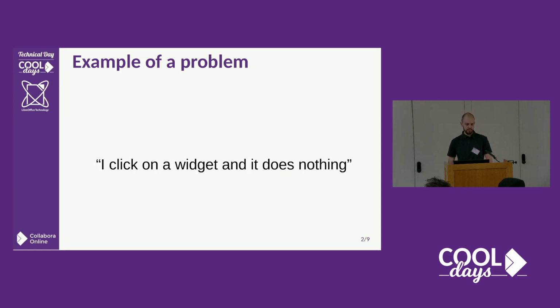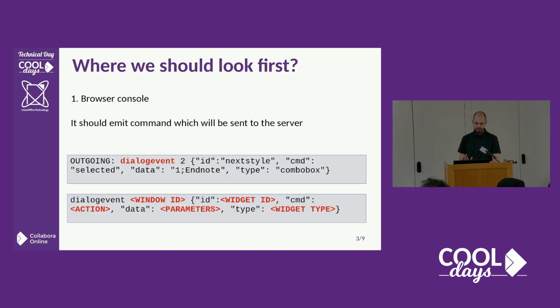So we can have an example problem: we open some dialog, we click on a widget, maybe a button, and it does nothing. What steps should we take? First, the place where we should look is the browser console. We log all the activity from the JSDialogs, outgoing or incoming from the server, in the browser console, and the event after we do some action like clicking on the button or selecting something from the list box should be logged there. The event is called dialog event, and it has two important parameters. One is window ID, which is the unique ID of the dialog or other component, and JSON with some details about the event, what happened.